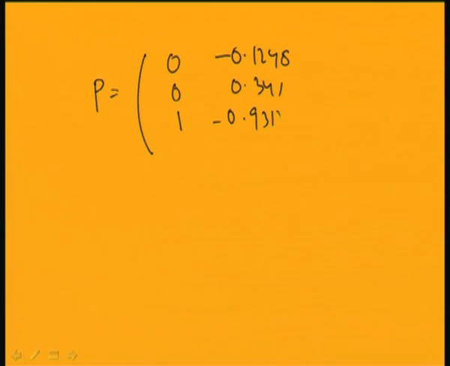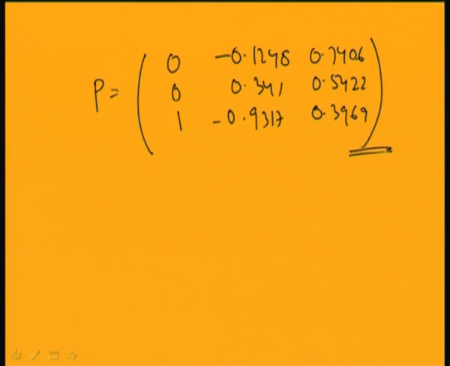The modal matrix P you can write as 0 0 1, minus 0.1248, 0.341, minus 0.9317, 0.7406, 0.5422, 0.3969. I have obtained these values by using MATLAB. So, using MATLAB you can solve this problem very easily.